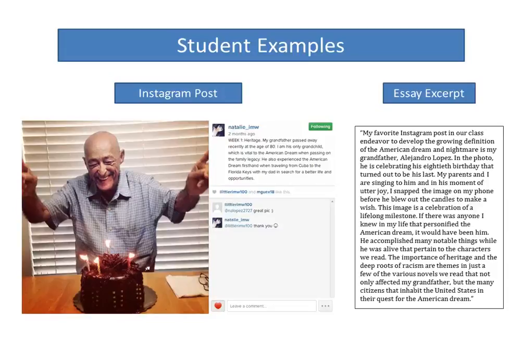This image is a celebration of a lifelong milestone. If there was anyone I knew in my life that personified the American dream, it would have been him. He accomplished many notable things while he was alive that pertain to the characters we read. The importance of heritage and the deep roots of racism are themes in just a few of the various novels we read that not only affected my grandfather, but the many citizens that inhabit the United States in their quest for the American dream.